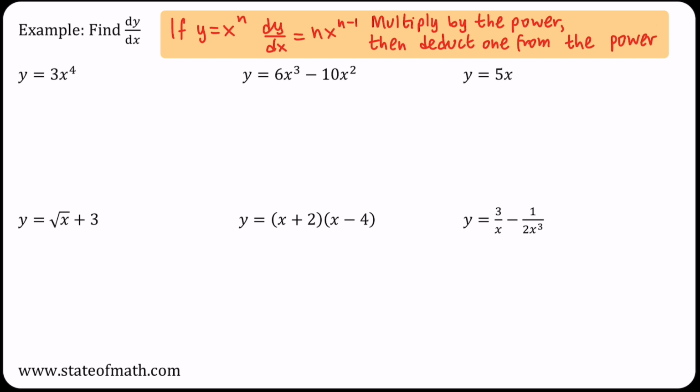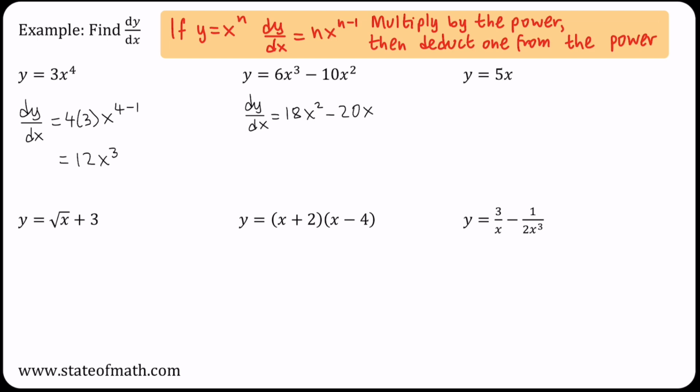So we multiply by the power and then deduct 1 from the power. To start off with, we've got y is 3x to the power of 4. So dy/dx will be 4 times 3 times x to the 4 minus 1. There it goes, I'm deducting 1 from the power. So this is giving me 12x to the power of 3. Moving on to the second example, dy/dx will be 18x squared minus 20x.